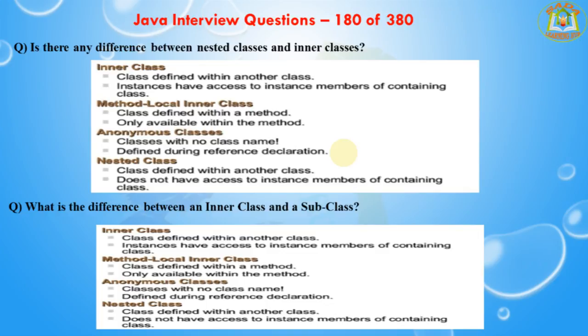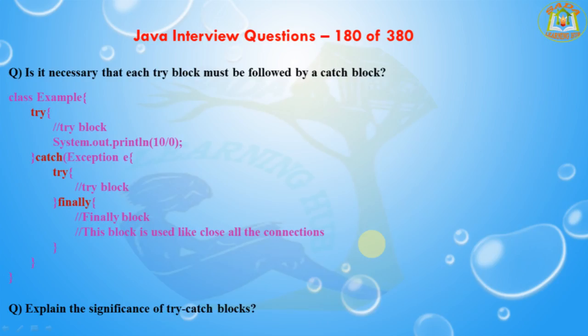The next question is: is it necessary that each try block must be followed by a catch block? It is not necessary that each try block must be followed by a catch block. It should be followed by either a catch block or a finally block, and whatever exceptions are likely to be thrown should be declared in the throws clause of the method.